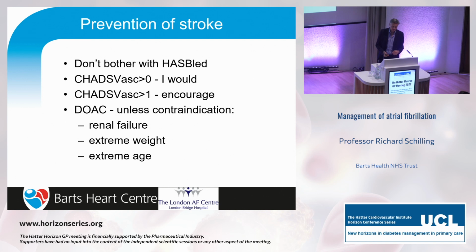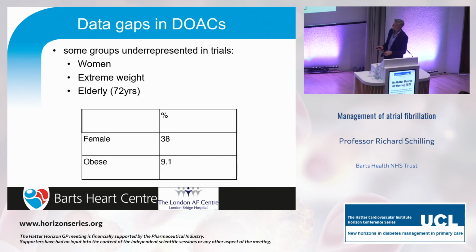Direct oral anticoagulants have some contraindications or can be difficult in renal failure, extreme weight, extreme age. So there's a paucity of data in some patients. For example, only 38% of trial populations were women, so they're slightly underrepresented. Extreme obesity, only 9% were in trials, so we don't really know what the impact of these oral anticoagulants is. And the average age in most of the trials was 72, and of course we're all dealing with patients who are much older than that.